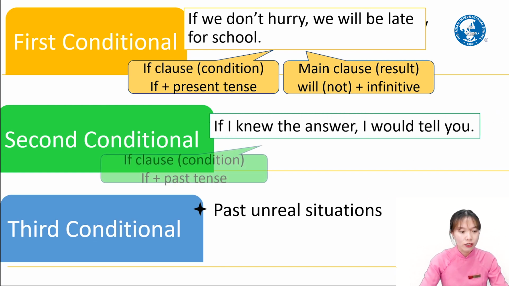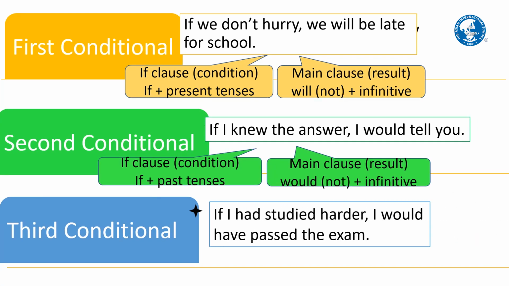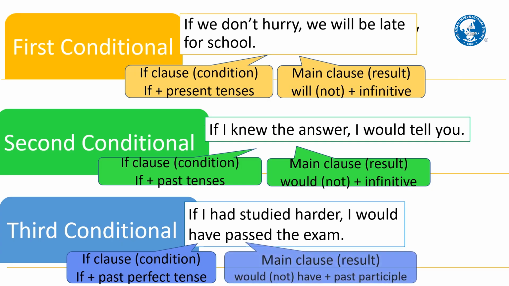For the second conditional, in the if clause, the main verb is in the past tense. And in the main clause, the main verb is in the would and infinitive form. For the third conditional, the main verb is in the past perfect tense. And in the main clause, the main verb is in the would, have, and past participle form.